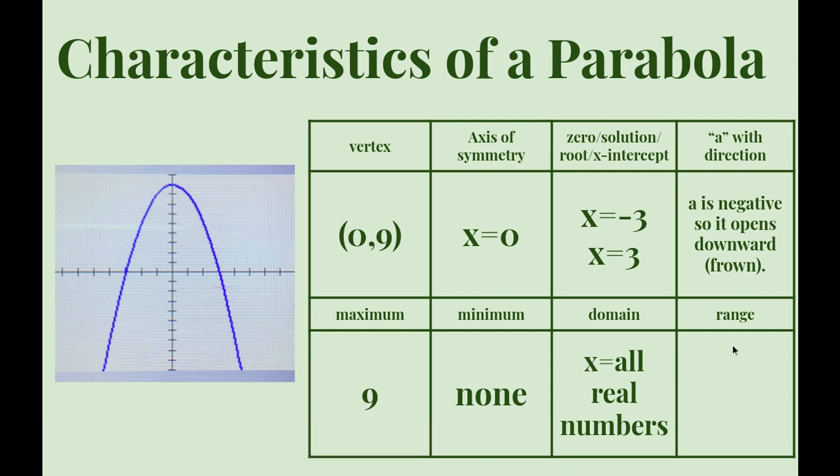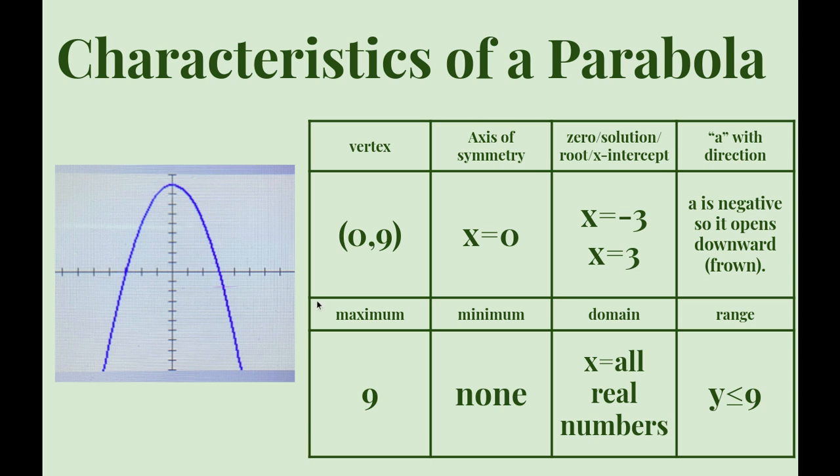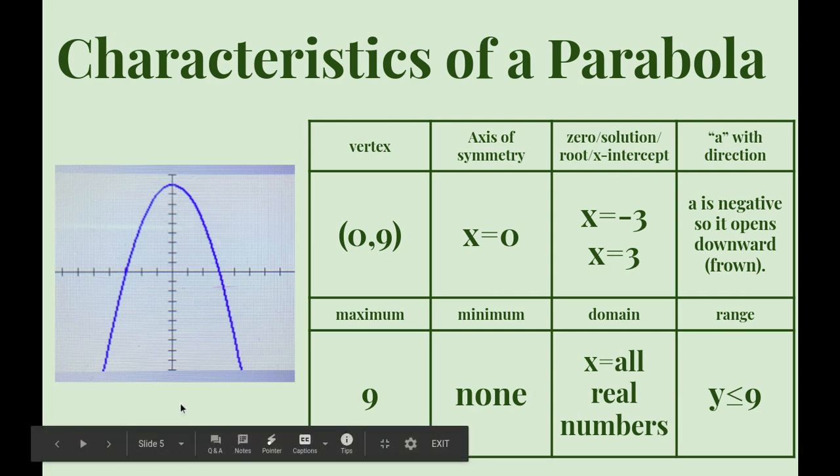For your range, your y values, you're going to have a starting point, but you're not going to have a stopping point. So here, we're going to start up here at a +9. It's the highest up we go, and we're going to be everything less than that. Now, since we don't see an open circle right there, remember that also means it could be equal. So we would say our range here is going to be y is less than or equal to 9. We start at 9, and it goes down, less than.